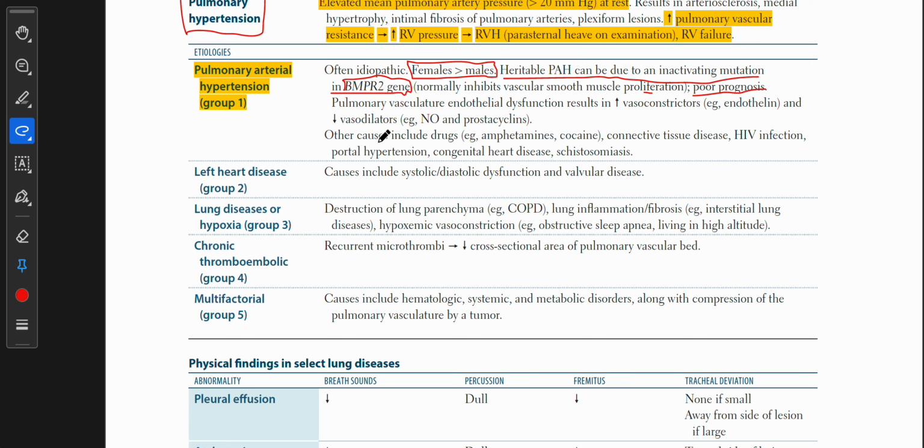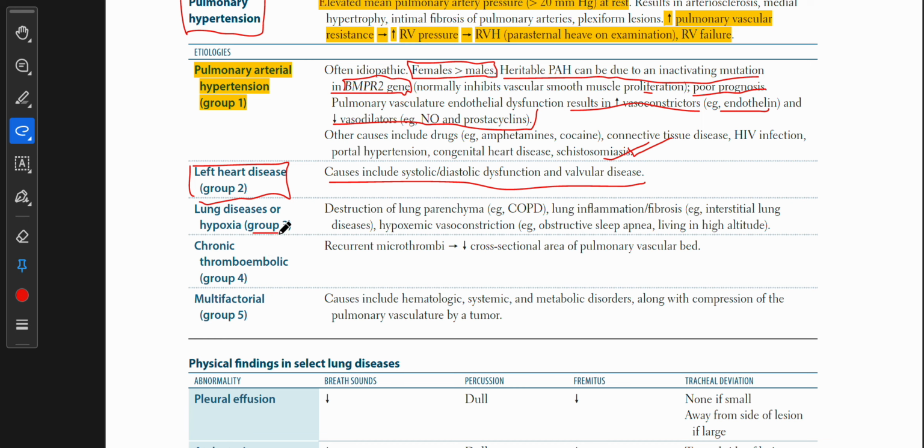And then pulmonary vasculature endothelial dysfunction results in increase in vasoconstrictors, for example endothelin, and also decrease in vasodilators, for example nitric oxide and prostacyclins, right? The other causes include drugs, for example amphetamines, cocaine, connective tissue disease, HIV infection, portal hypertension, congenital heart disease, and schistosomiasis. These are other causes. And in group 2 there is left heart disease. The causes include systolic or diastolic dysfunction and also valvular diseases.